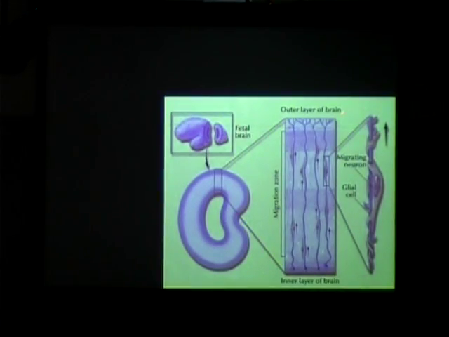I just want to do this first. So this is your cortex, and this is before we see the video piece of this. What you're going to see is that these are where the cells are being born in this area. This is the brain section here.